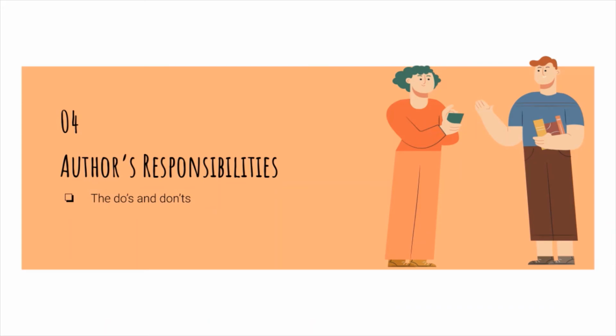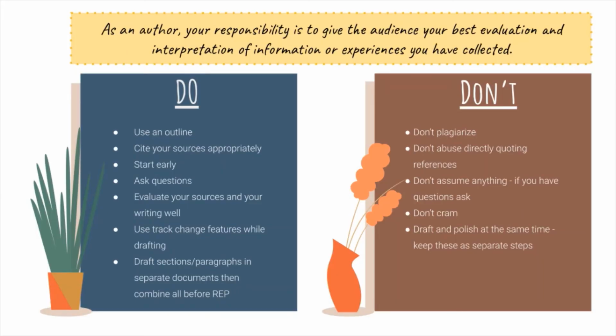All right, so the very last thing today, we're going to talk about responsibilities, do's and don'ts. As an author, your responsibility is to give the audience your best evaluation and interpretation of the info or experiences you have collected. To do this, always use an outline. Cite your sources appropriately. Start early. Do not procrastinate. Always ask questions if you're unsure, and always evaluate every single step.